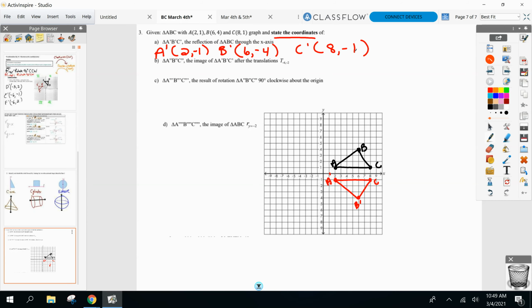Hey, everybody, you got to start reading carefully now. Because when I go to part B, how many triangles do you have on your graph right now? 2. So you better pay attention to which one I'm going to transform right now. The original or the prime one? Read carefully. This one says the image of A prime, B prime, C prime. So I'm going to translate the one I just made, A prime, B prime, C prime.